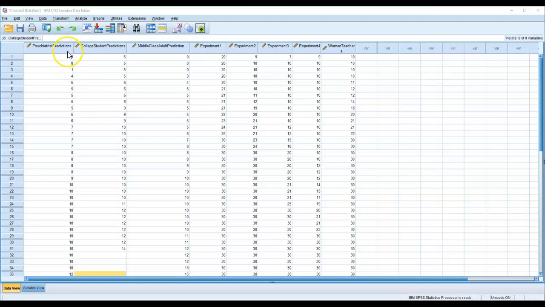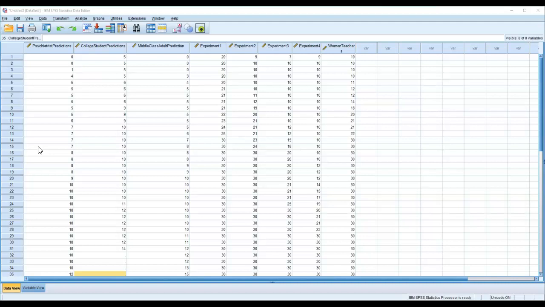All right, so our first column here, we have psychiatrist predictions. In this column, the data represents data where psychiatrists were told about Milgram's experiment, and they were asked, well, how high do you think people will go on that scale? So the higher numbers indicate higher positions on that scale.